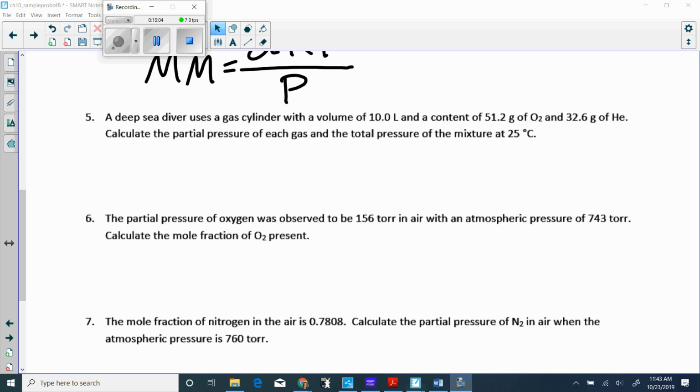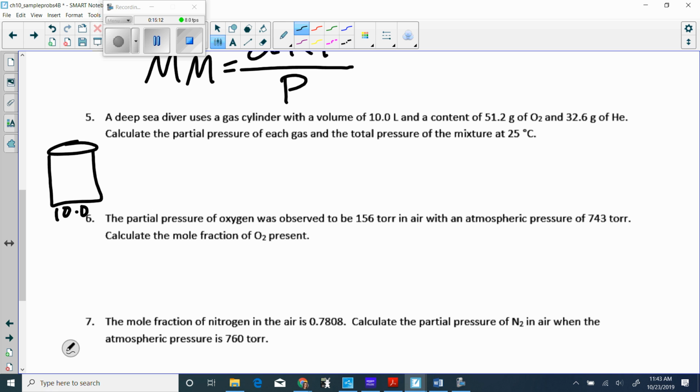A deep sea diver uses a gas cylinder, we're drawing a picture, with a volume of 10 milliliters. Oh, liters, just kidding. It has oxygen and helium, so we have a mixture of gases. That creates partial pressures. The pressure of the red is separate from the pressure of the blue. Calculate the partial pressure of each gas and then the mixture at 25 degrees Celsius. So we're just going to use our regular PV equals nRT, but make sure you match red to red and match blue to blue. Okay?